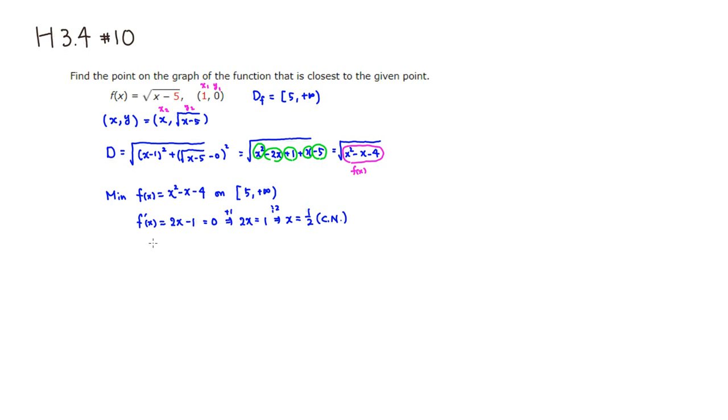So let's look at the sign of f prime, starting from 5 and up. I'm going to look at the sign of f prime at, say, 6. If you put in 6, 6 times 2 minus 1 is positive, which means that this function f is always increasing after 5. So we know that the minimum happens right at 5, because after that it always gives you a larger value. So x equals 5, and then y is equal to the square root of 5 minus 5, so that's 0. So the closest point is (5, 0).